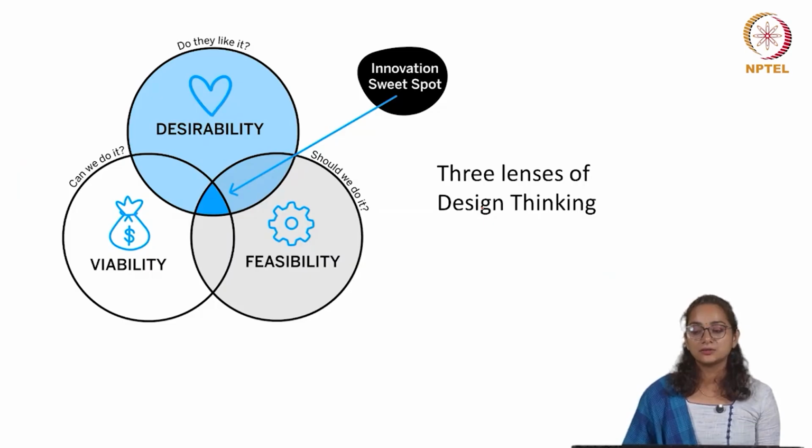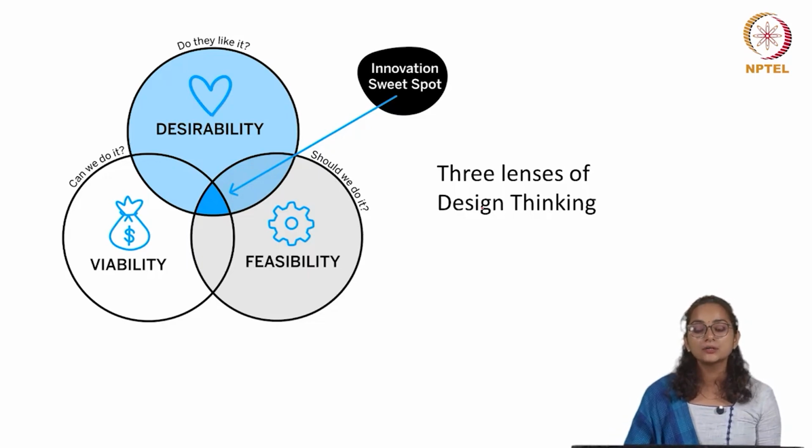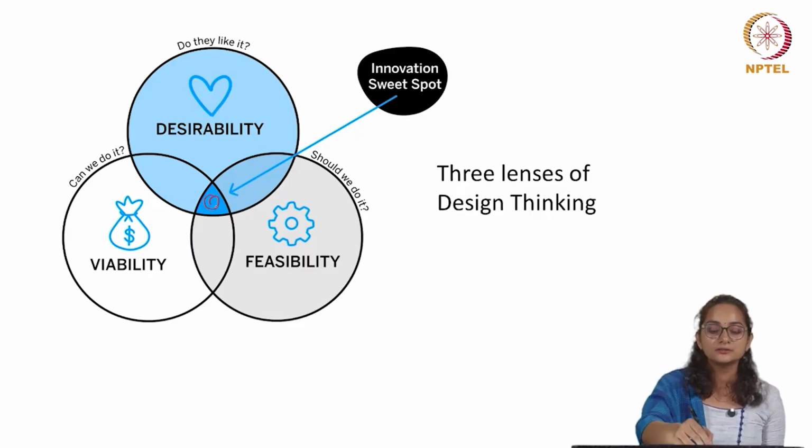There are 3 lenses of design thinking which can act as filters, particularly during the ideation phase where you're trying to converge on some of the concepts. So for example, during the ideate phase, we have developed 50 ideas. Now, how do we converge them into 2 or 3 most relevant? So there are these 3 filters which we can use in order to arrive at the innovation sweet spot, which are desirability, feasibility, and viability.